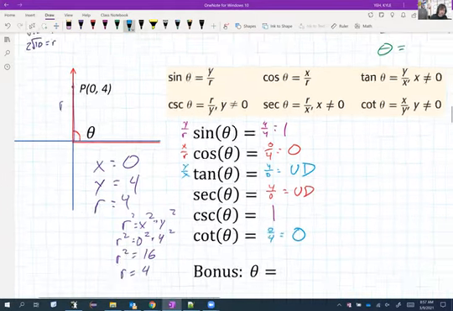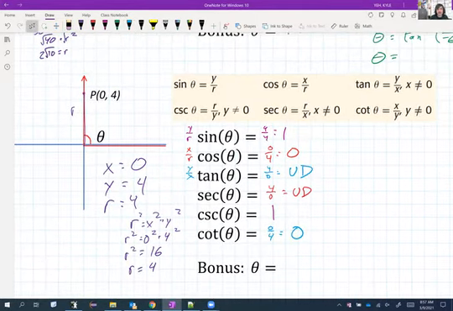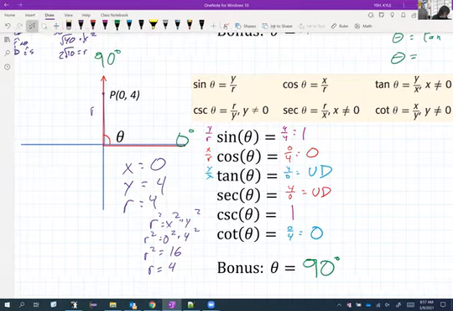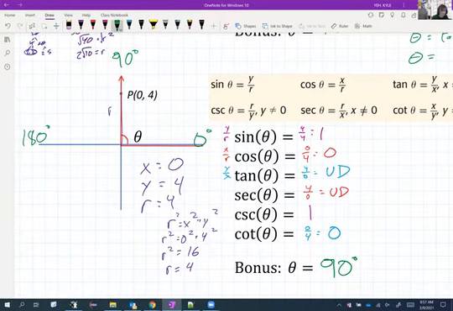And as for the bonus, what angle is this? We couldn't really do inverse tan necessarily because I don't know how to type undefined into my calculator. I could do inverse sine or inverse cosine potentially, but I'm hoping you might also just recognize that that's a 90-degree angle, just from knowing 0 degrees, 90 degrees, 180 degrees.